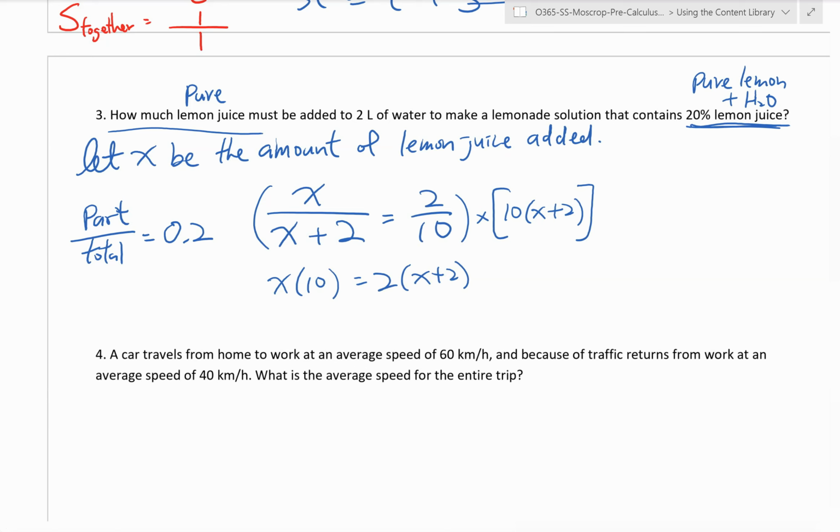Anyways, this is just on the side. Cross multiplication in math actually does not exist. This is actually what's happening here.